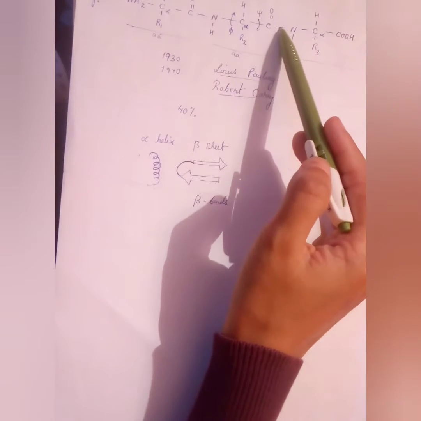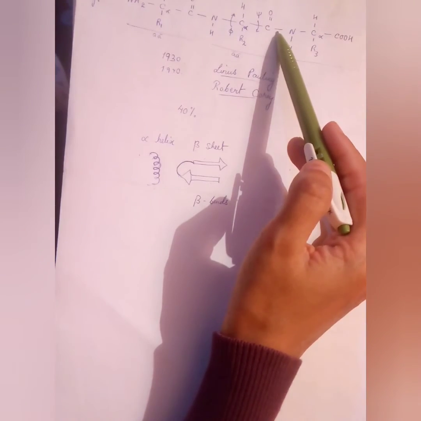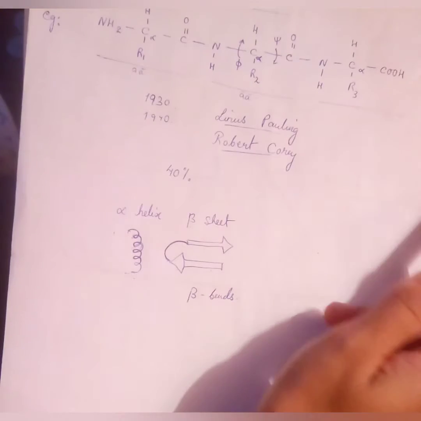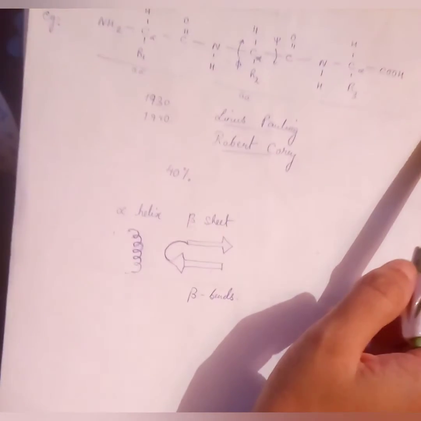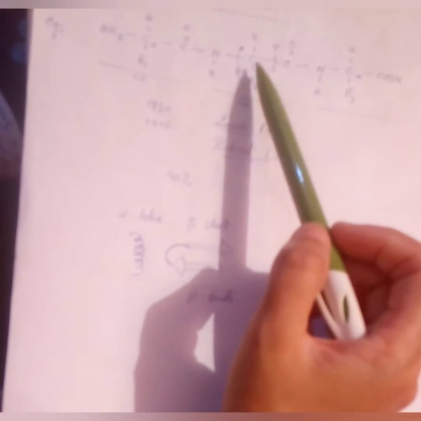So again, this bond and this bond, that means they cannot rotate. Rotation around these bonds is not possible. Same thing when another amino acid will be joined here. Now this leads to only two rotational degrees of freedom. That means only these bonds here, they can rotate.